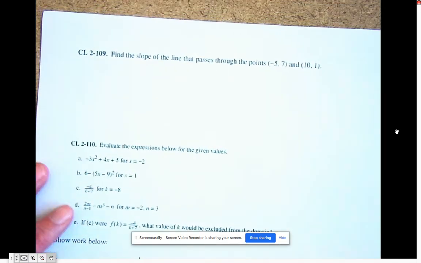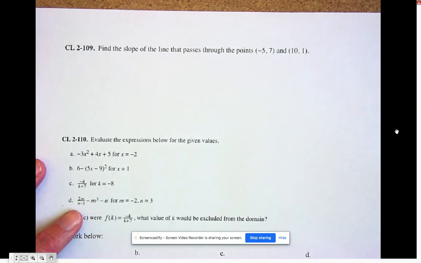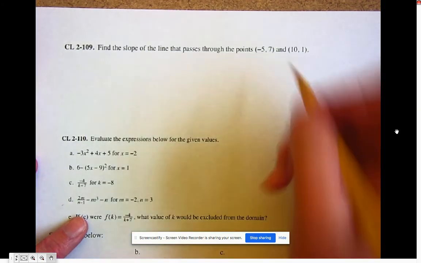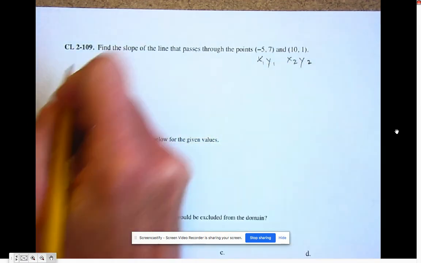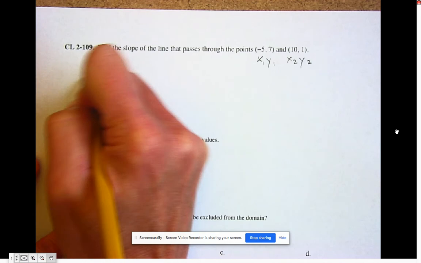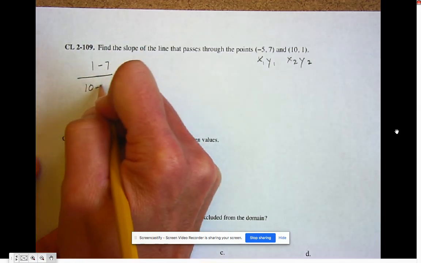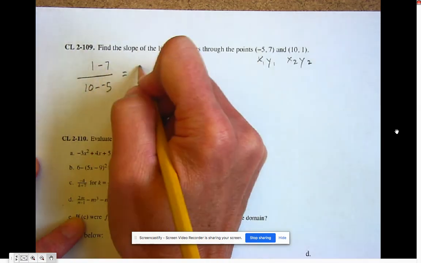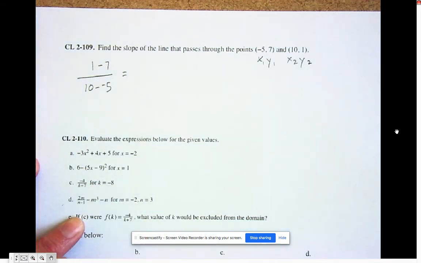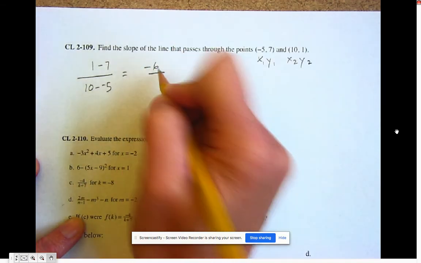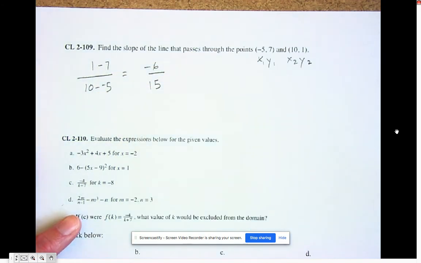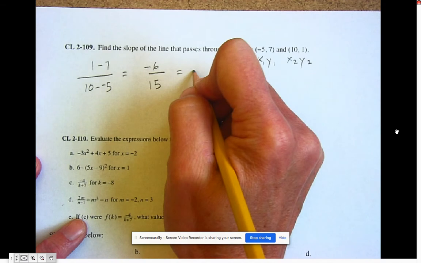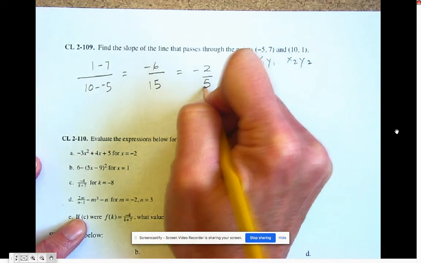Okay, 109 says find the slope of the line that passes through the points (negative 5, 7) and (10, 1). So I'm going to think x1, y1, x2, y2. Change in y: 1 minus 7, over change in x: 10 minus negative 5. So 1 minus 7 is negative 6 over 10 minus negative 5, which is 15. Okay, so I could simplify this to negative 2/5.